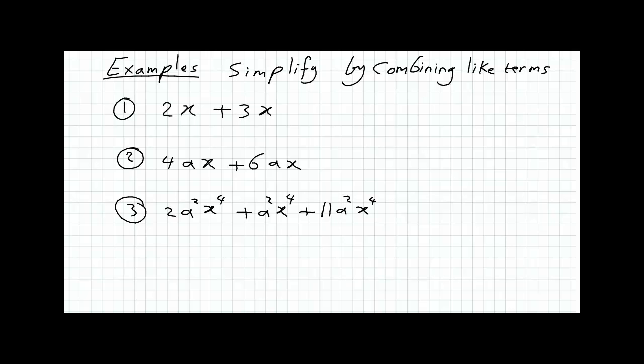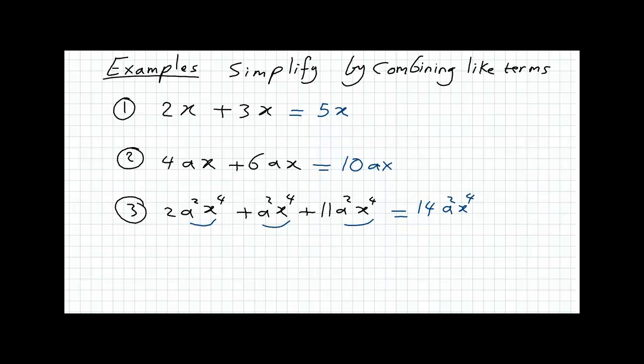Example 1, 2x plus 3x. We can say that this is equal to 5x. So just add the numbers. 4ax plus 6ax. These are like terms. So we can add them together. So we will have 10ax. The third example, looking at the letters, we can say that these are 3 like terms. So we can add them. We have 2 plus 1 plus 11, and this gives us 14a square x power 4.